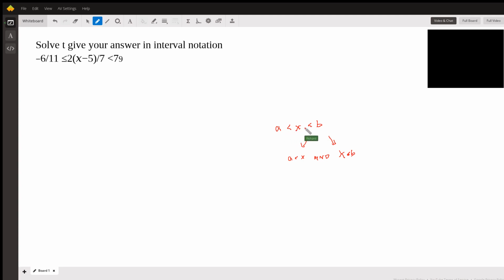Sometimes it's more convenient to leave it as a single statement, and sometimes it's more convenient to break it up into two statements. This is one where I think it's easier to just leave it as a single statement, so that's what we're going to do here. But we could break it up into two statements. So let's go ahead and solve it. Okay, so first I'm just going to write it out here so we can see it a little better, because the way it's written is hard to see. And I'm just going to leave it as a single statement.